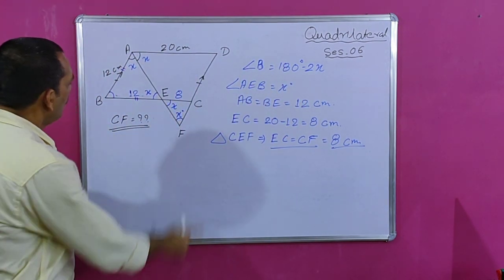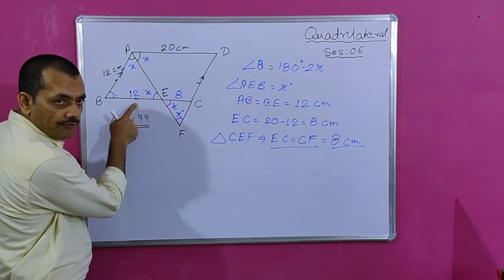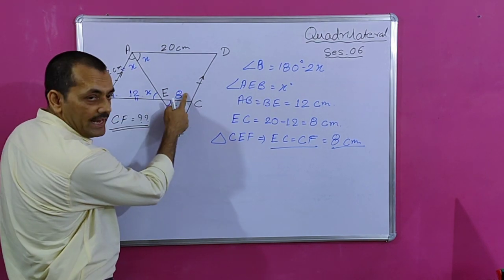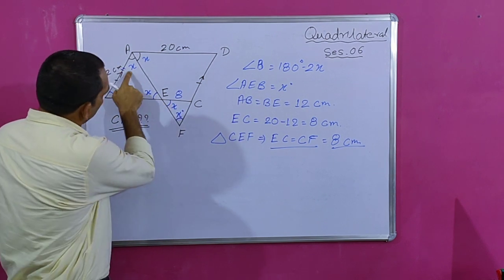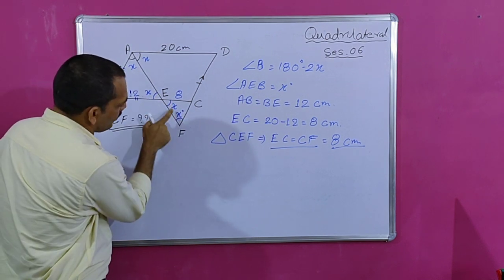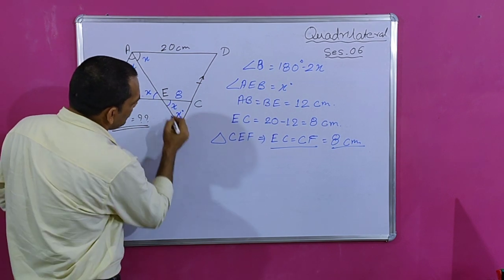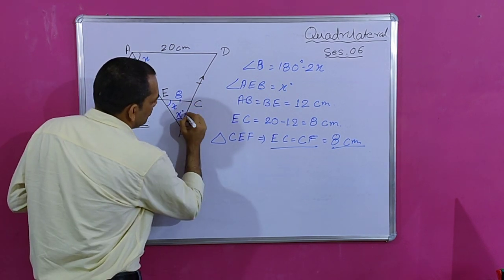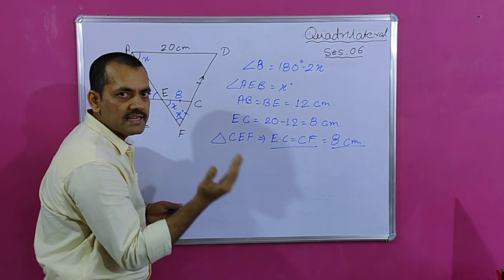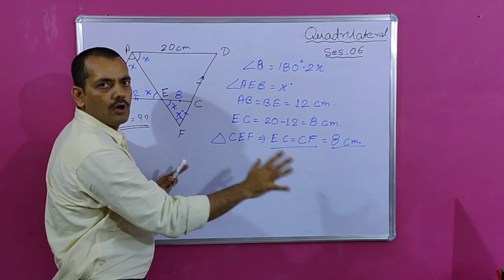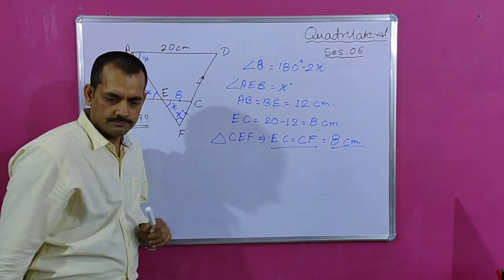Got it? First we proved this is 12. If this is 12, this is 8. And from there, because this angle is x and these two are vertically opposite angles, so x, the moment these two are x, these two sides will be equal. So if it is x, this is also 8 centimeter. One way of solving it. Okay.